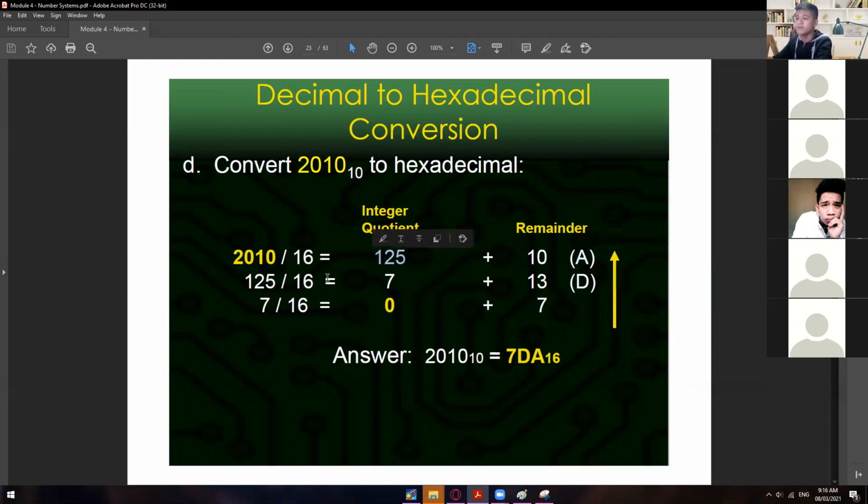So 125 divided by 16, you will get 7, remainder 13. The equivalent of decimal 13 in hexadecimal is letter D, so you have to convert that one also into letter D. Then 7 divided by 16 cannot be done, so just put here 0, and whatever the numerator is will be your remainder. Once this is already 0, just read this one from bottom to top. So 7D and then A. So 7DA base 16. Are we clear so far?